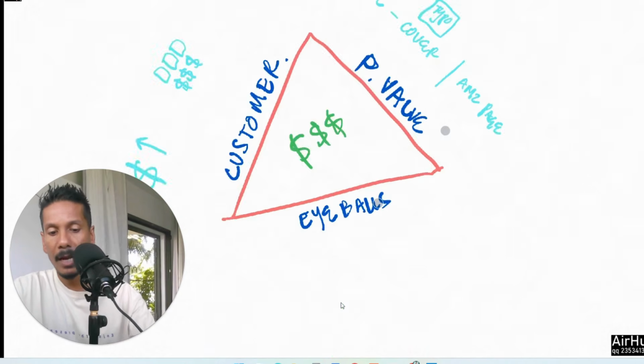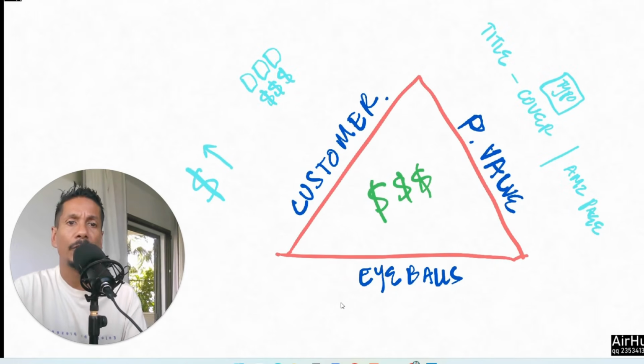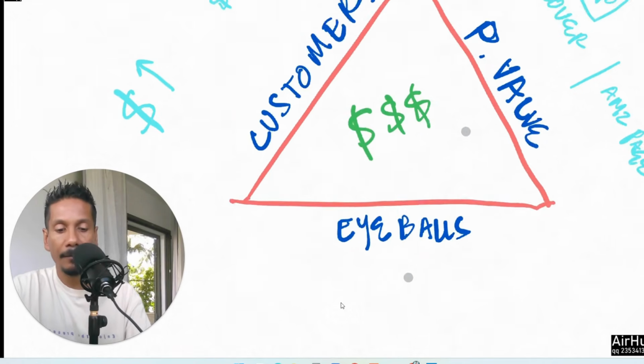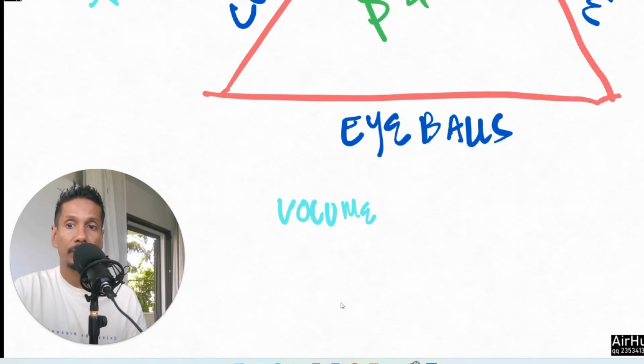And the last thing here is eyeballs. And that means the more people see your book, the more chance you have of selling it. And what does that look like? That's two things. You're either creating a lot of the same book, loads of different variations of the same book, talking to the same customer.